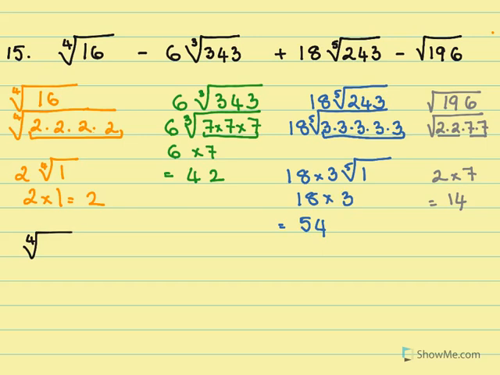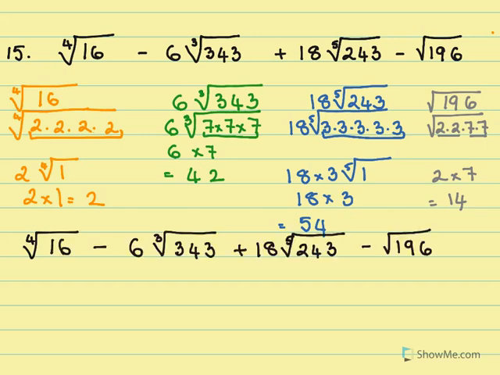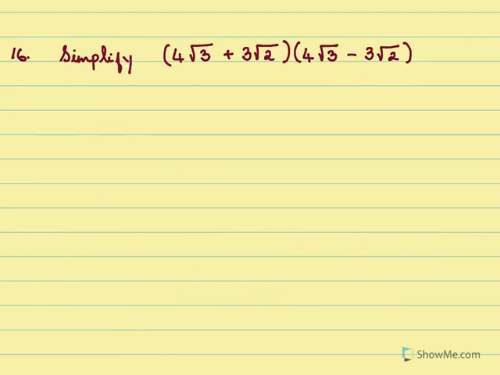So we write down the sum again. We write 4th root of 16 minus. So 4th root of 16 we have found as 2. 6 cube root of 343 we found as minus 42. Here 18 fifth root of 243 we found as plus 54. And here is minus 14. If you take all the positives together, you get 56. All the negatives, minus 56. So the answer is 0.